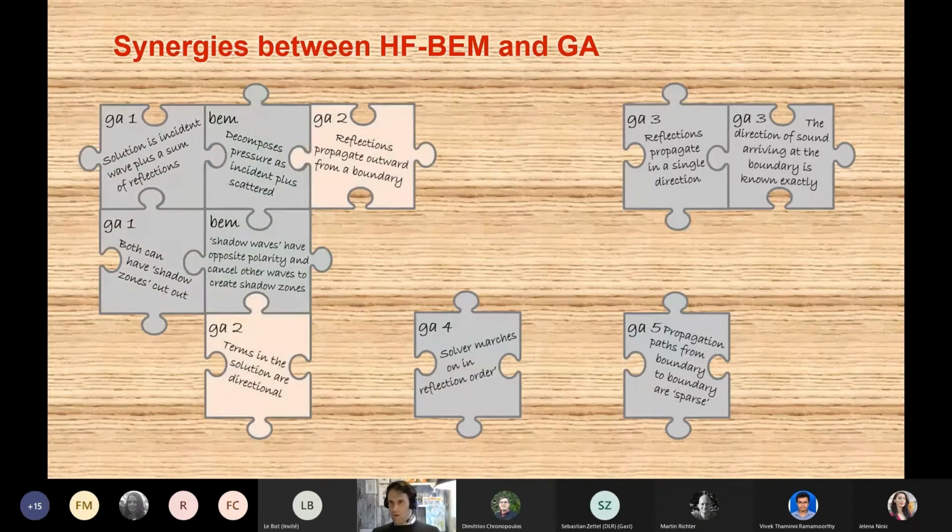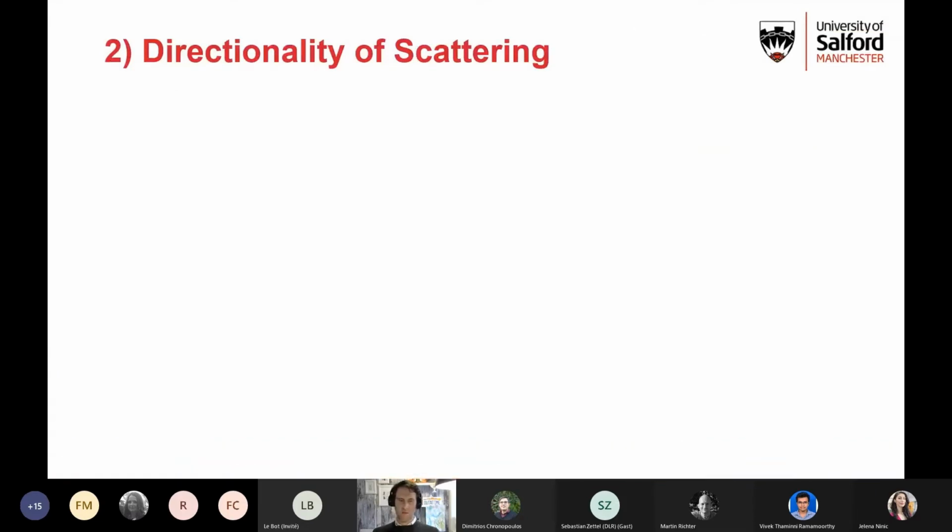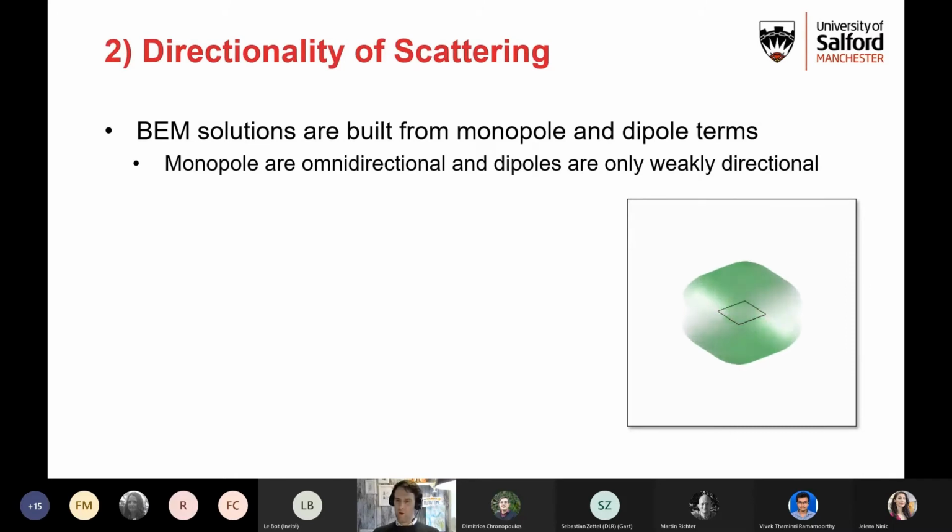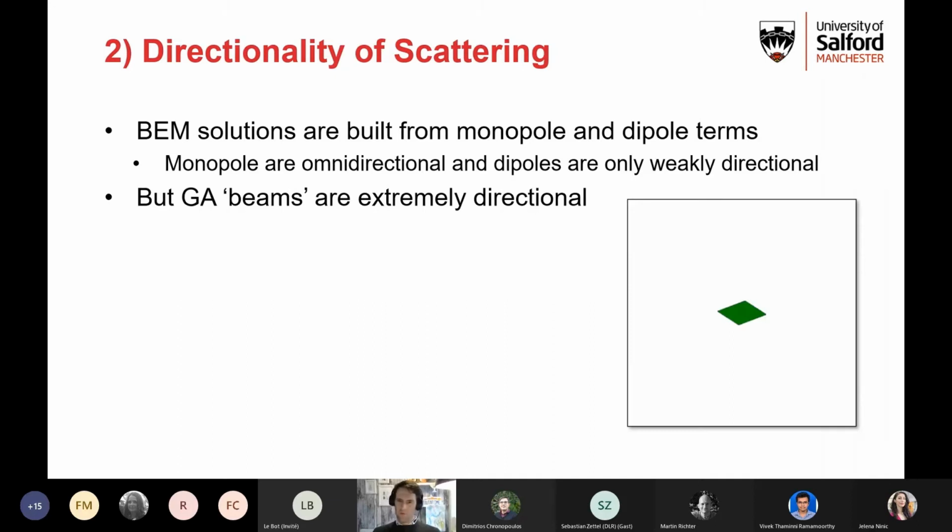On now to the second one, that reflections propagate outwards from a boundary. And the terms in the solutions are directional. So this is about directionality of scattering. And as I said, boundary element method solutions are built from monopole and dipole terms. And both of these are only weakly directional or omnidirectional. In contrast, the geometrical acoustic beams we just saw are extremely directional. And the question becomes is, can boundary element method produce directional beams with the diffraction put back in, as you would expect? And to answer that question, first of all, I'll just say a bit about the boundary element method solution process.